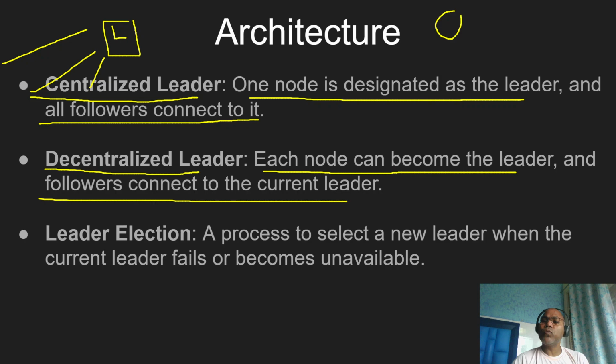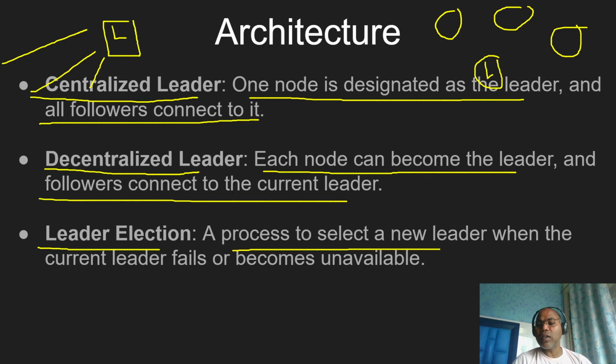So here, whatever set of data servers we have, the possibility is that any node can become a leader. That means it is not fixed that this is the only primary node, because each node is capable of playing the role of the primary node. So how are we going to decide which node becomes the primary node? Because each node is capable of playing the role of leader, this is known as leader election: the process to select a new leader when the current leader fails or becomes unavailable.